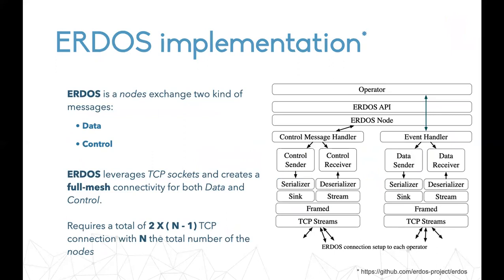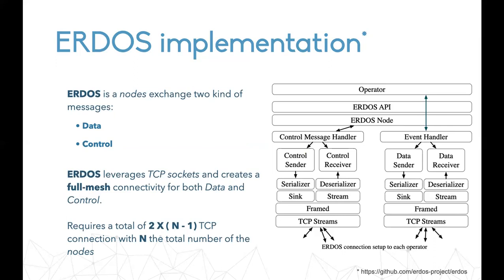The current ERDOS implementation is depicted in the picture that we can see in this slide. So we have separation between data and control messages. Then we have this ERDOS node. And on top of the ERDOS node, we have the ERDOS API and then the operators. The ERDOS node is a component in which you can run one or more operators. In the current ERDOS implementation, for the time being, each node will run just one operator, as a process on a single machine.